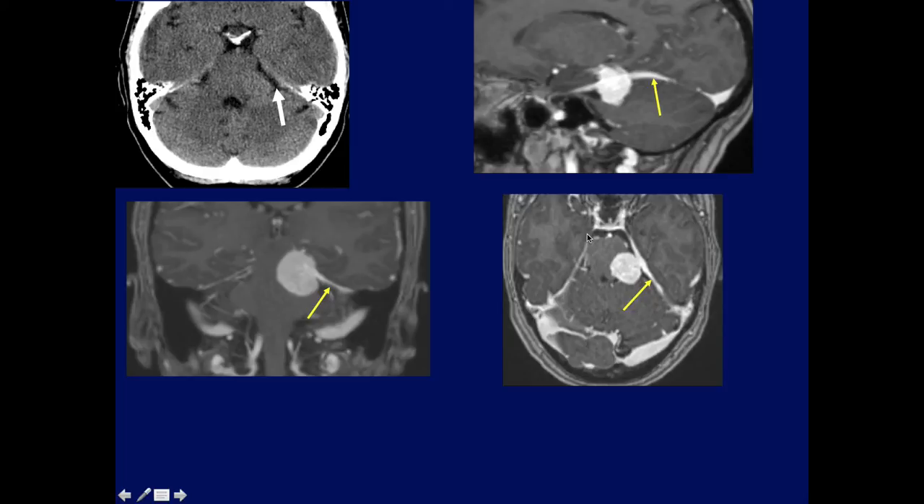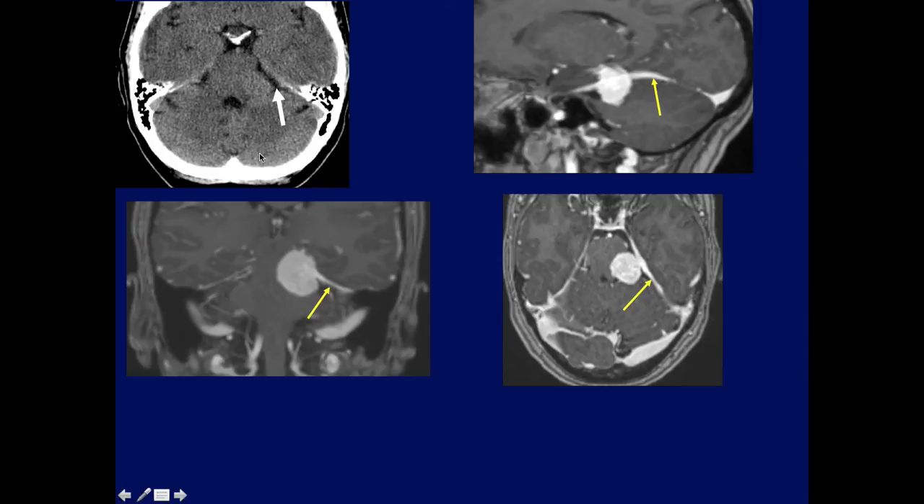These can get larger, and here's another incisural meningioma, and we can see how the incisura of the tentorium is thickened on this side. Again, tumor spread, the so-called dural tail, involving the free edge of the tentorium.